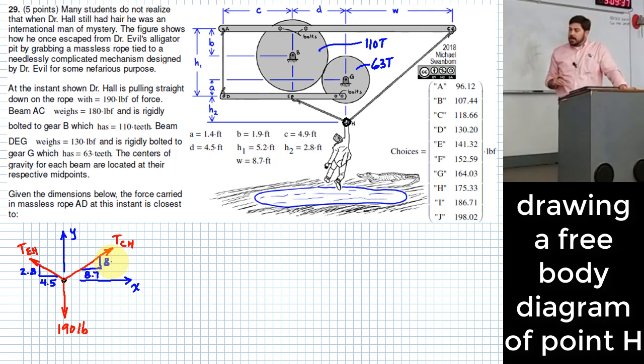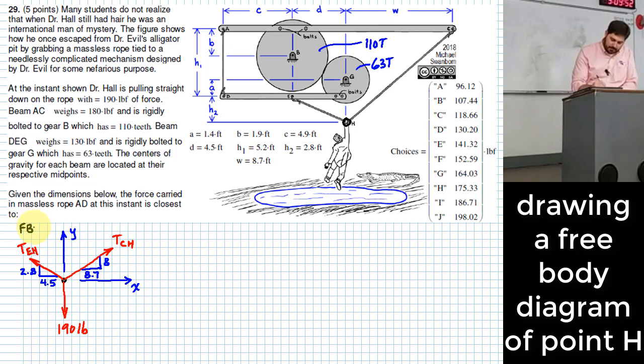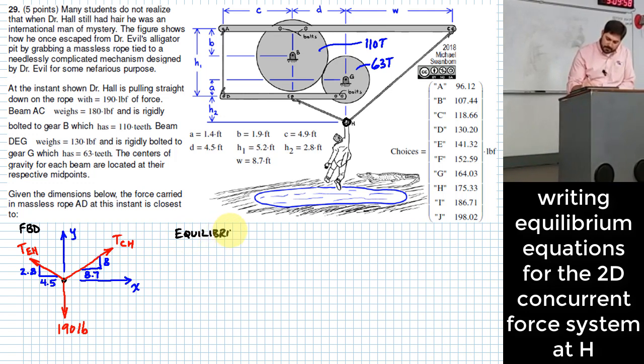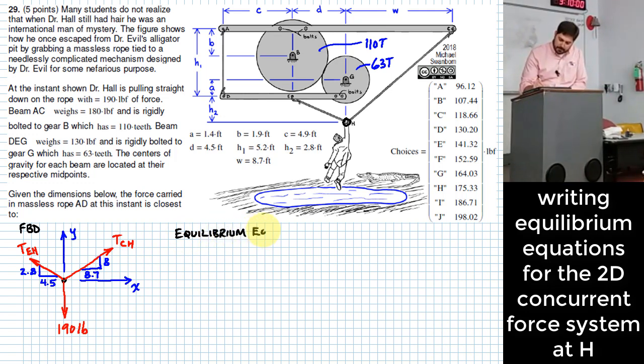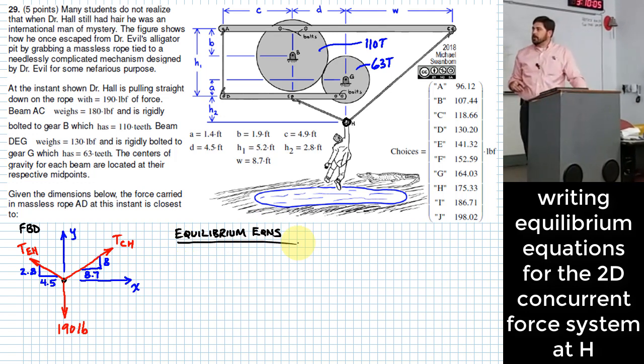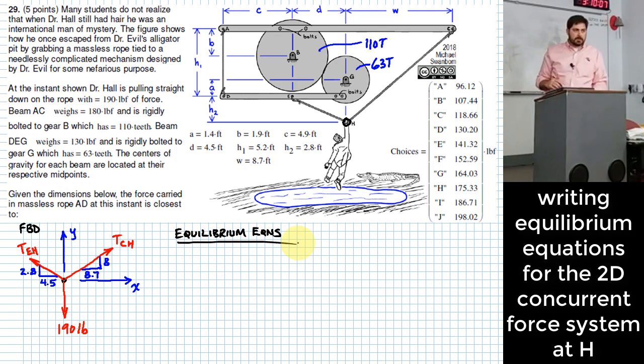Okay, and what I have here is a complete free body diagram for point H. All right, what do I do with a diagram like this? Okay, this is the FBD. Over here we do equilibrium equations. Like what? What equilibrium equations might be interesting to us here?